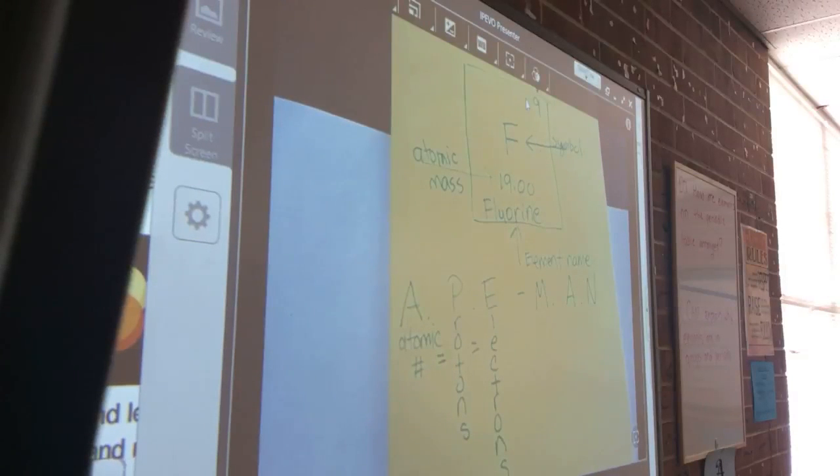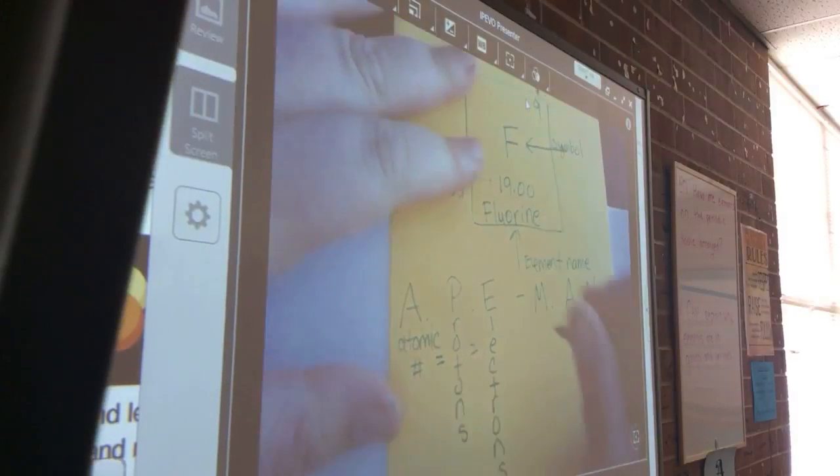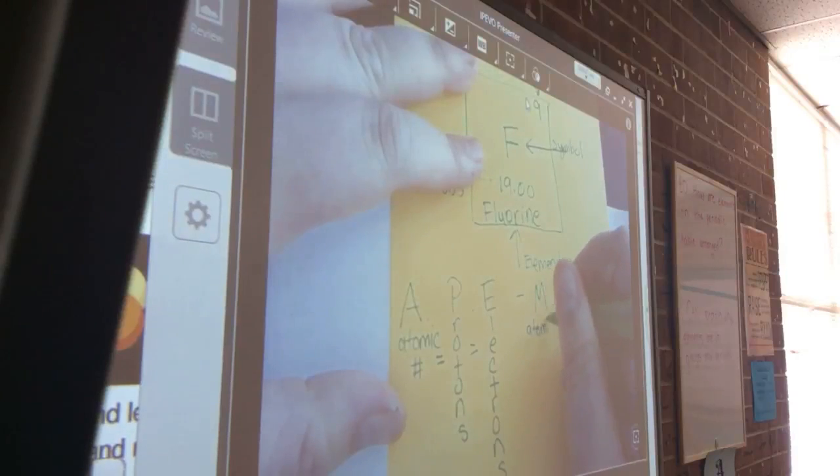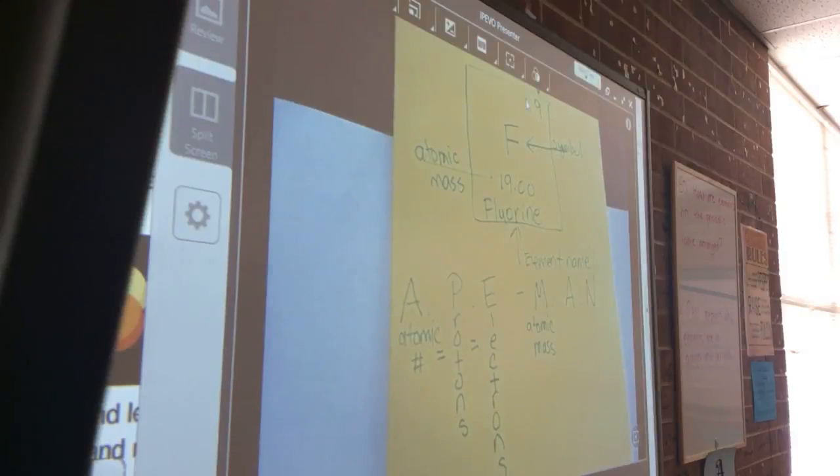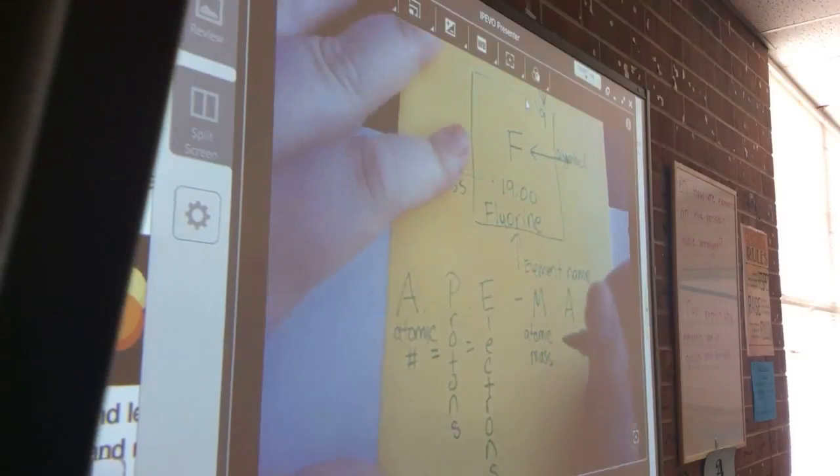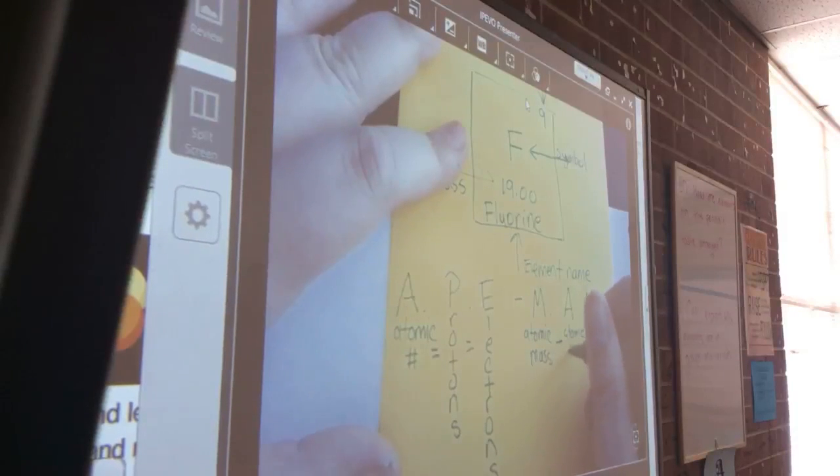Alright, next part. We've got APE and now we need the MAN. What do you think the M stands for, if you had to guess? Mass. It stands for atomic mass. And here's where we need to do a little bit of math. It's not give me a calculator math, it's do it in your head math. Atomic mass minus, there's that A, so we know that means atomic number, equals neutrons.